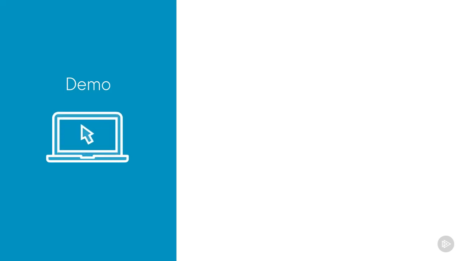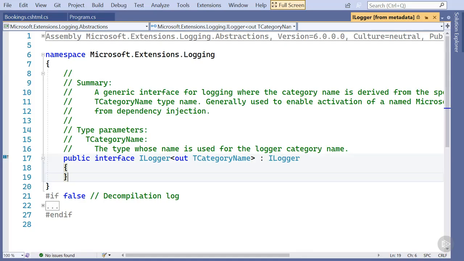In this demo, we'll learn how to register an open generic service with the Microsoft Dependency Injection container. An example of where this is used by the framework is with the ILogger<T> interface, which is implemented by a Logger<T>. Classes can depend on an ILogger<T> where the generic type argument is their own type.